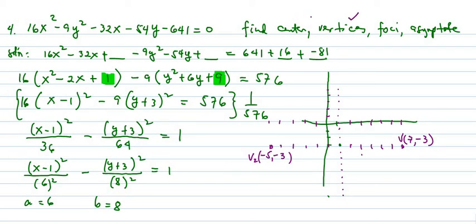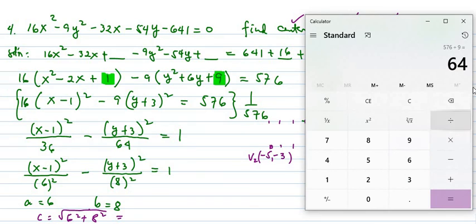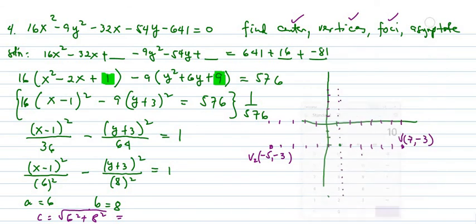Next, we are done with the vertices and the center, and then the foci. Of course, when we solve the foci, we need to find the value of c. So c is equal to the square root of 6 squared, our a squared, plus 8 squared, b squared. That is 6 times 6, 36, plus 8 times 8, 64, equals 100. Square root of 100 is 10. So c equals 10.